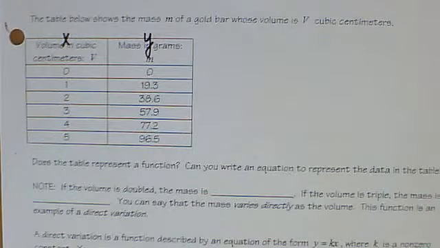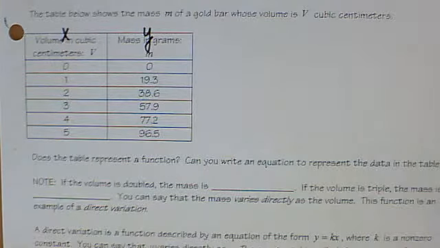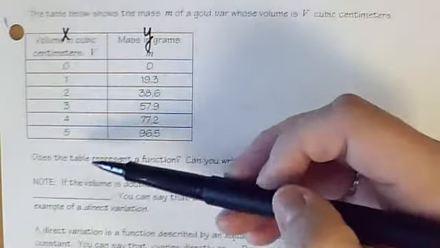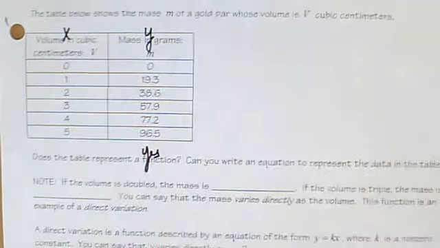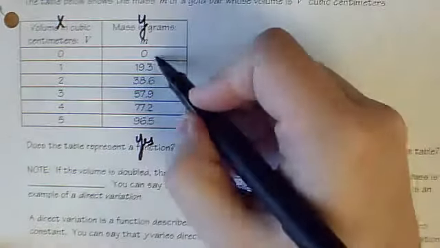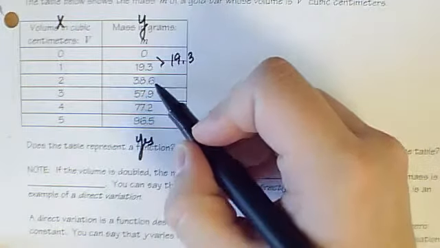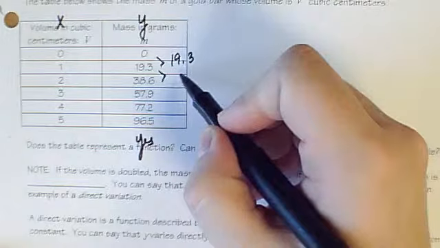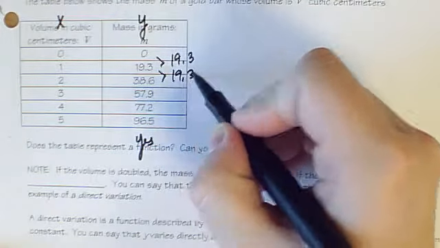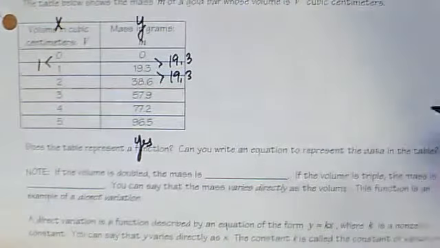Alright, so the first question asks, does this table represent a function? In order to look at that, we need to see, do our V values repeat? We look, none of those are repeated, so that is a yes. And the next thing is, can we write an equation to represent this data? In order to do that, we need to see what that change is. So the change between 0 and 19.3 is 19.3. Between 19.3 and 38.6 is also 19.3. And since these all go up by 1, then it has a constant rate of change.